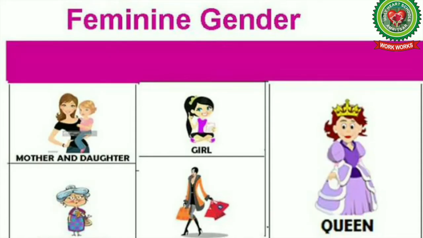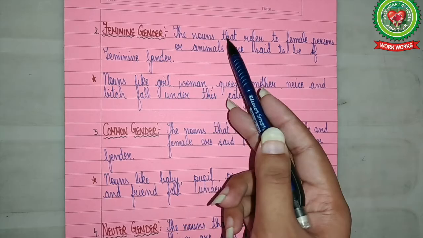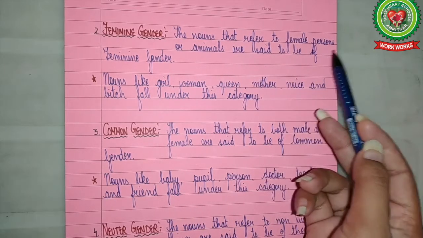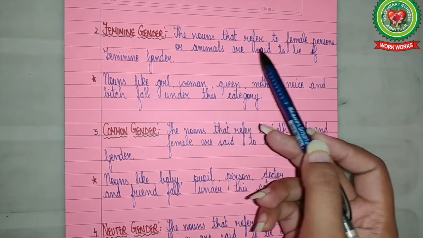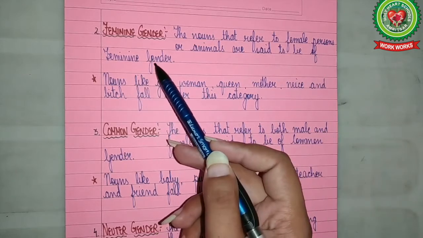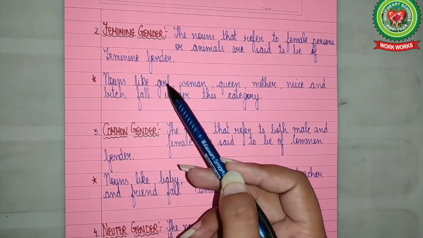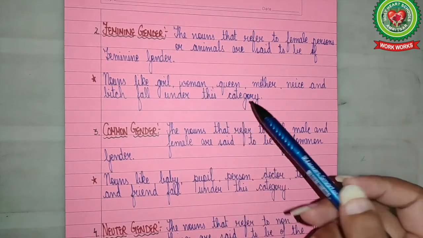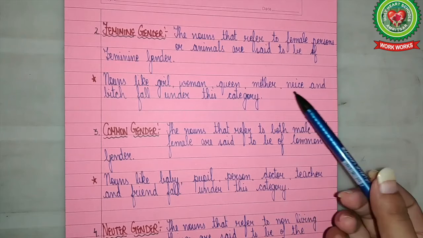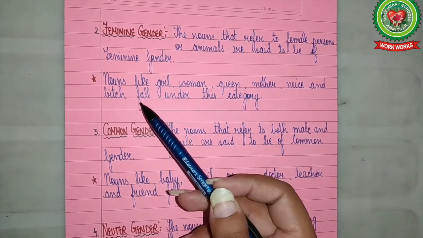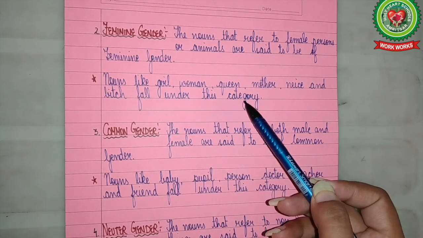The second is feminine gender. The nouns that refer to female persons or animals are said to be of feminine gender. Nouns like girl, woman, queen, mother, niece and bitch fall under this category.